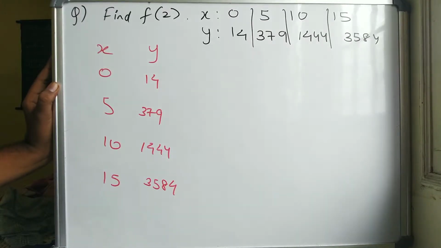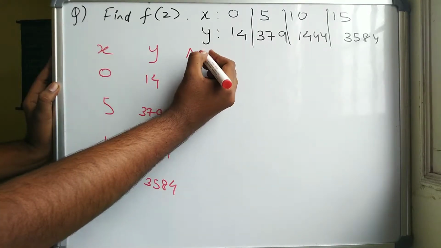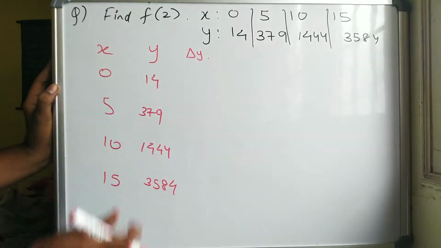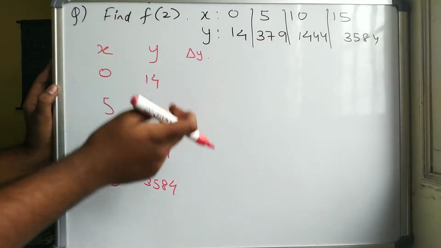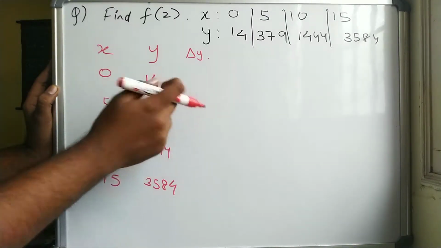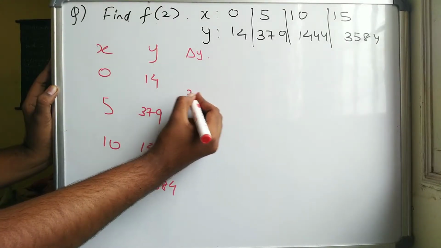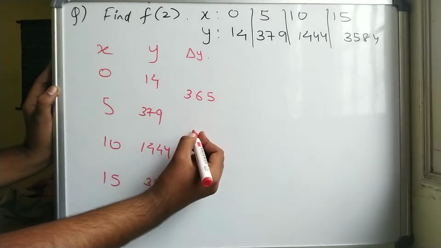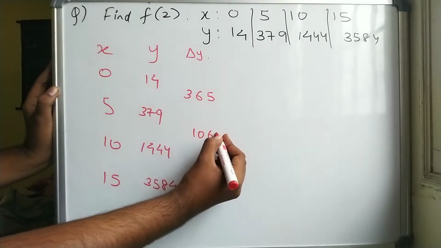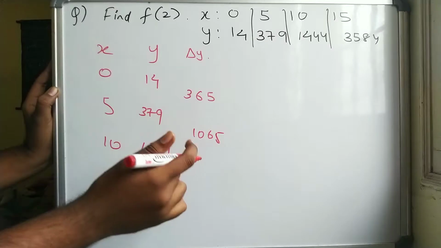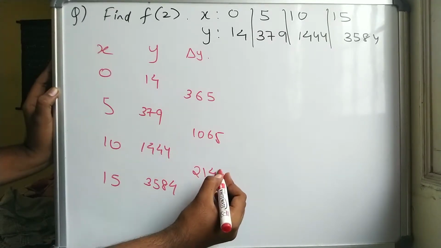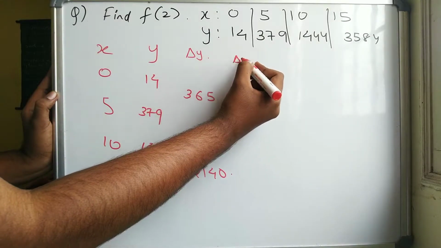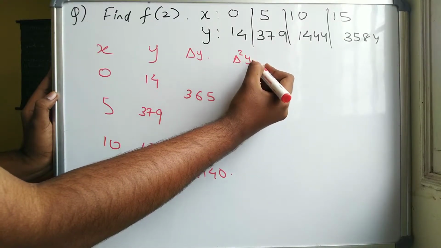Now you have to form the next column, that is delta y, the difference between these two values. Lower minus upper: 379 minus 14 is 365. This minus this gives 1065. This minus this gives 2140.